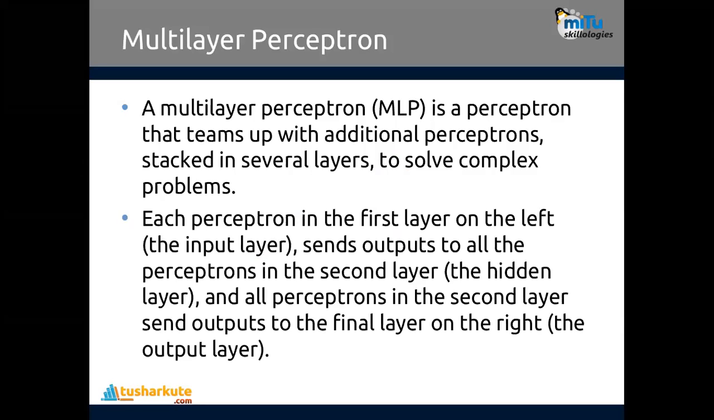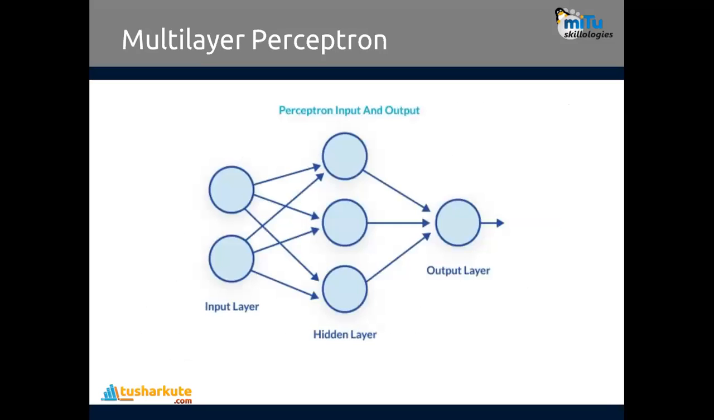The input layer sends its output to all of the perceptrons in the second layer, the hidden layer, and all the perceptrons in the hidden layer send their output to the final layer on the right, which we generally call the output layer. So that is how they are connected together, in theory, in graphical format. You can observe how multi-layer perceptrons are created, with input and output.